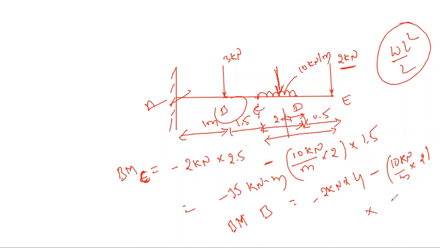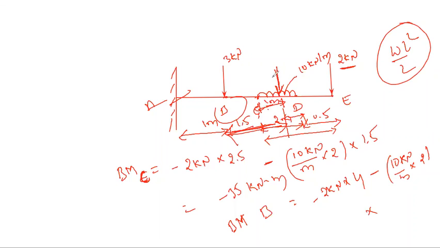Tell me the answer now. What will be the distance over here? From here, how much distance? As we know that it is acting at a distance of 1 meter here. So 1 meter plus 1.5. How much? 1 meter plus 1.5, that is 2.5.